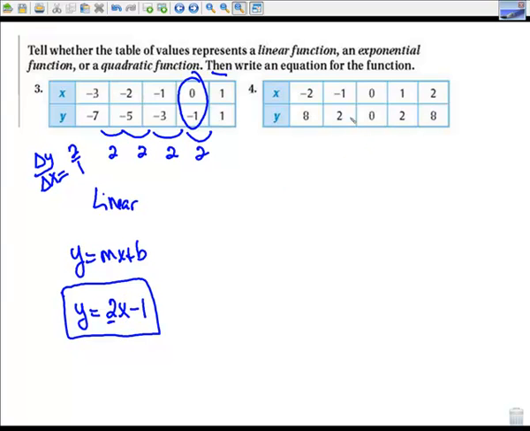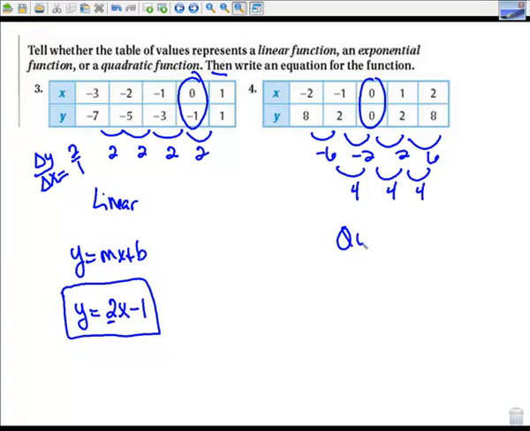Again, I can tell this is linear. I mean, not linear, exponential, but we're going to prove it. So this is a decrease of 6, a decrease of 2, an increase of 2, and an increase of 6. This is now an increase of 4, and 4, and 4. So it's quadratic.